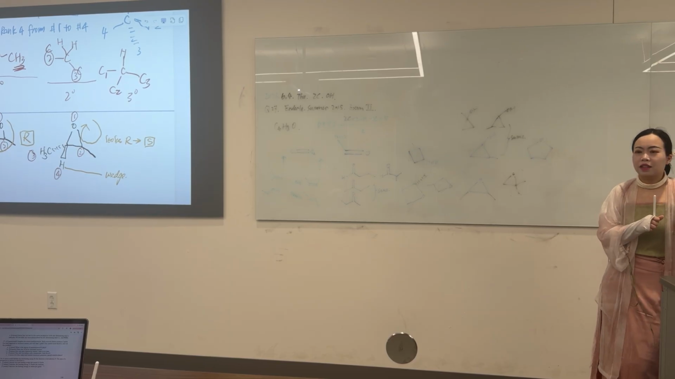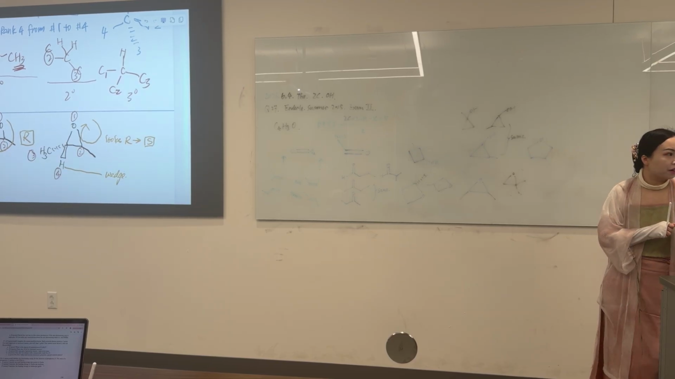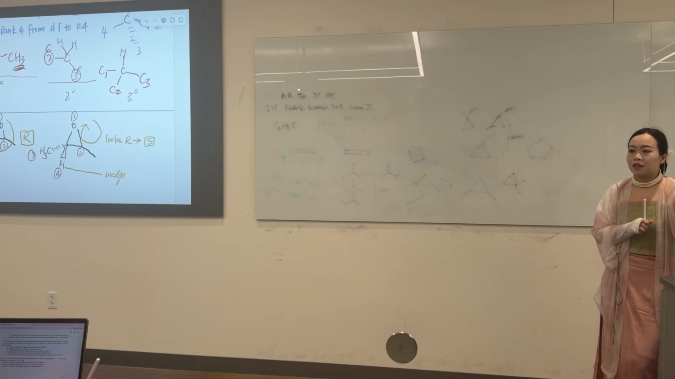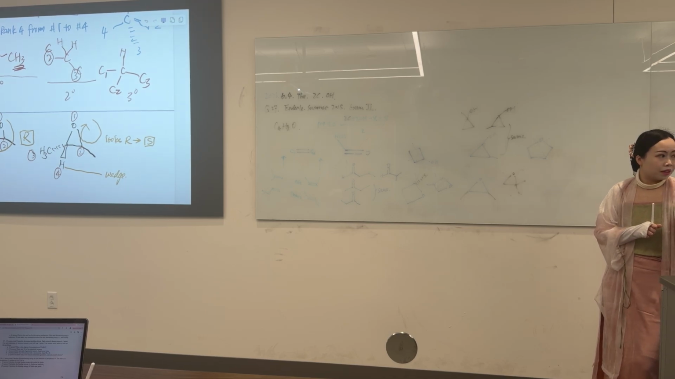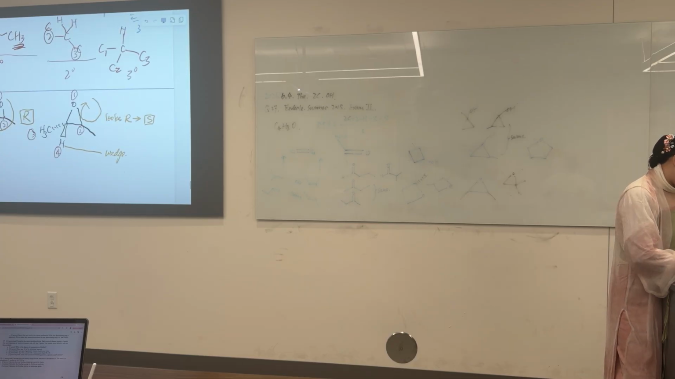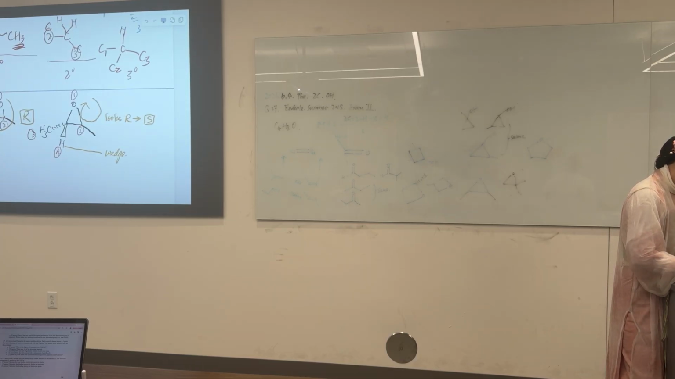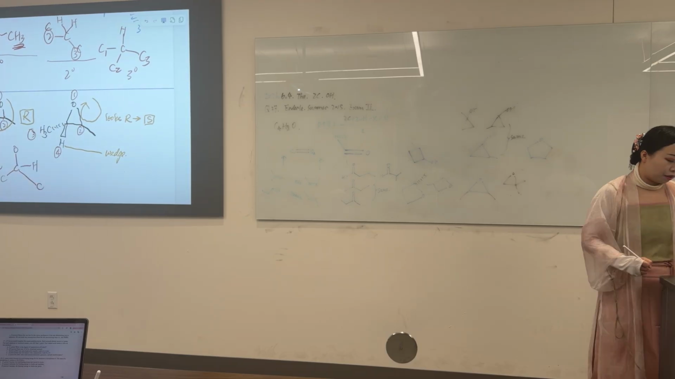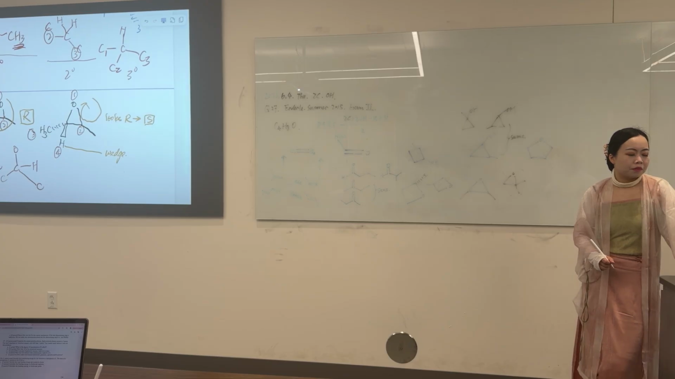Okay, I see nodding, I see confused faces. Anything I can help with? Why is CH3 number 3 and carbon number 2? Because this CH3 is bound to 1 carbon, 3 hydrogen. This number 2 is bound to 1 carbon, 1 carbon, 1 oxygen. There's a hiding hydrogen. Make sense?